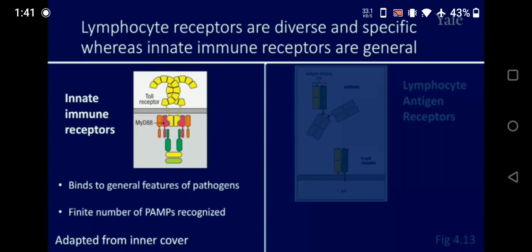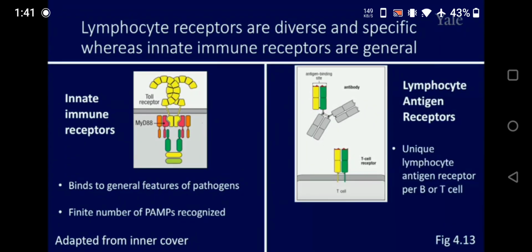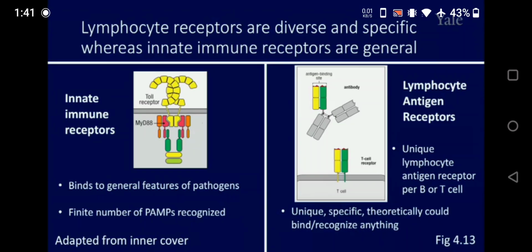By contrast, the lymphocyte antigen receptors are unique on B and T cell receptors, and they are specific, and they theoretically could interact with any molecular pattern on a particular pathogen. So these are usually specific to a singular pathogen as opposed to providing a broad immunological protection.